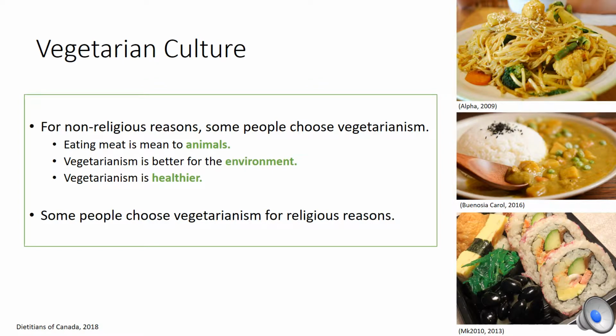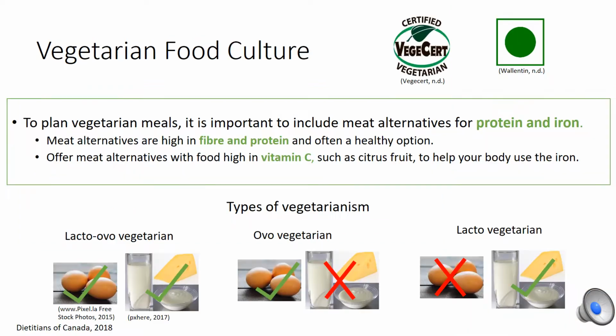Eating meat is mean to animals, vegetarianism is better for the environment, or vegetarianism is healthier. Some people also choose vegetarianism for religious reasons. To plan vegetarian meals, it is important to include meat alternatives for protein and iron. Meat alternatives are high in fiber and protein and often a healthy option. Offer meat alternatives with food high in vitamin C, such as citrus fruit, to help your body use the iron.